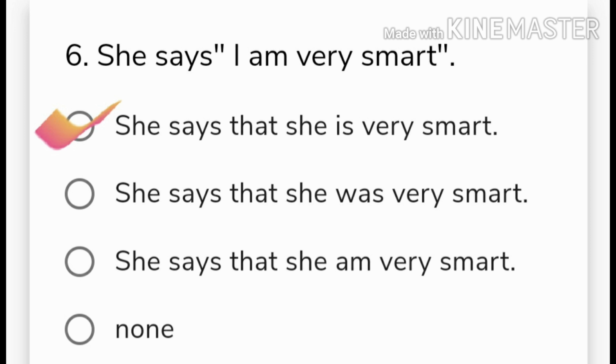Number 2, let's see what the option is. She says that she was very smart. Here the tense is changed. So number 2 is wrong. Number 3, she says that she am very smart. This is also wrong. Okay, so number 1 is correct.